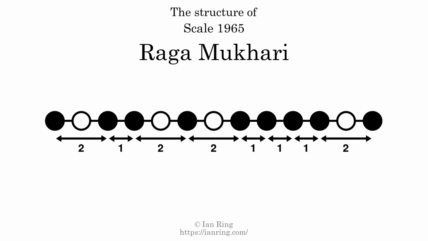The structure of a scale is a description of the interval distance between each successive tone. This scale has a structure of 2, 1, 2, 2, 1, 1, 1, 2.